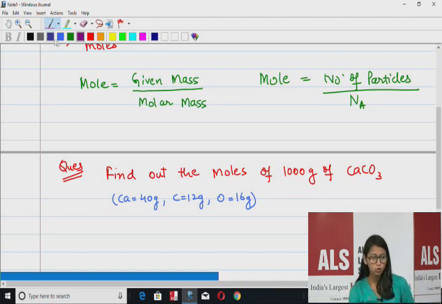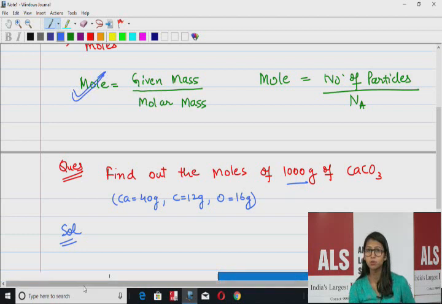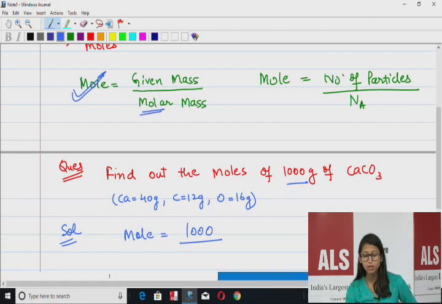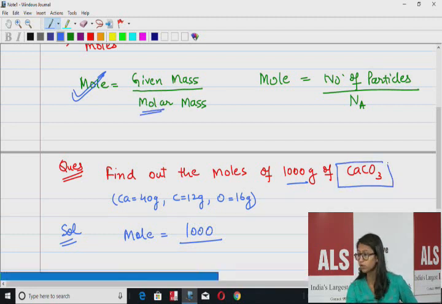Now those who don't know, look at the screen to see how to solve this question. First of all, you have to find moles, and the mass is given. So obviously you will be applying this formula, right? Moles will be equal to the given mass, which is the mass given in the question, that is 1000 grams, divided by the molar mass. Molar mass of CaCO3 you have to find out.